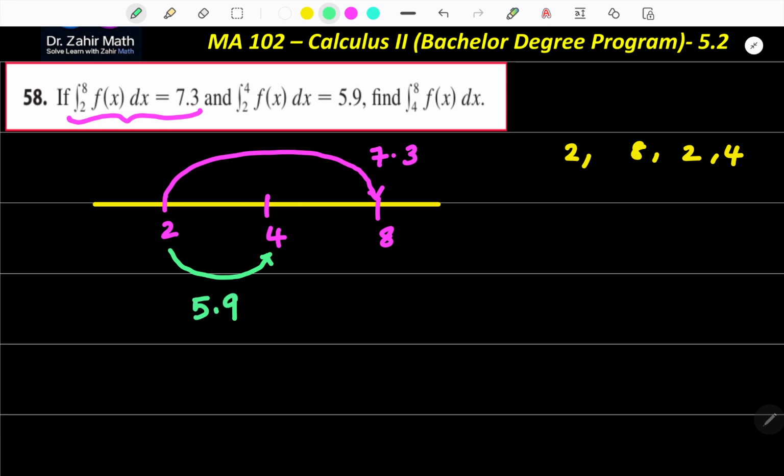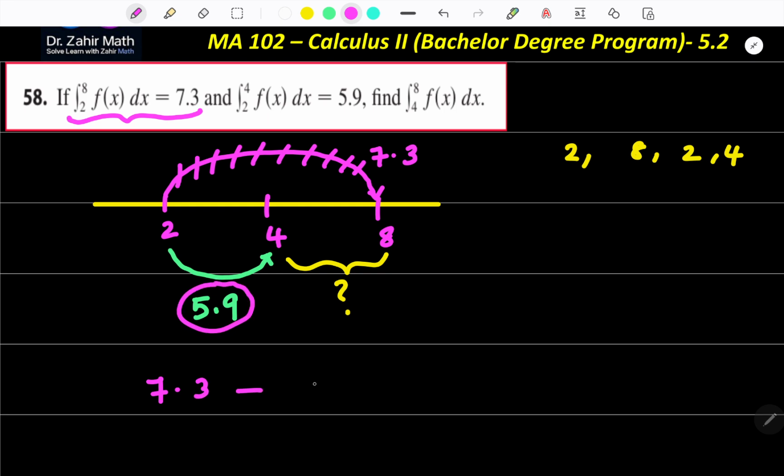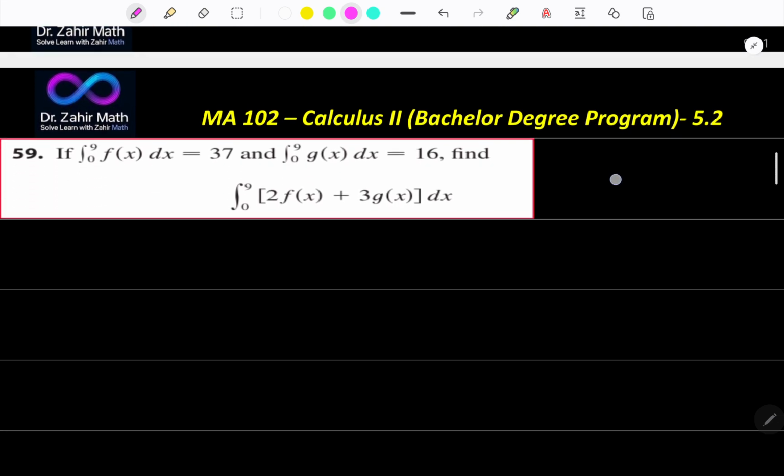What are they asking you to find? They are asking you to find this one, 4 to 8. Clear everybody? So easy. Very, very easy. So just the full coverage, this one is 7.3, right? Minus this coverage, which is 5.9. So 7.3 minus 5.9. So 13 minus 9 is 4. Then 6 minus 5 is 1. So which is 1.4. Clear all of you? Right. So let's go to the next question.